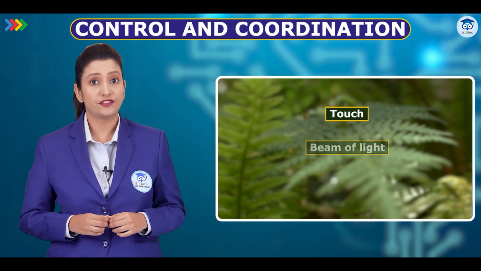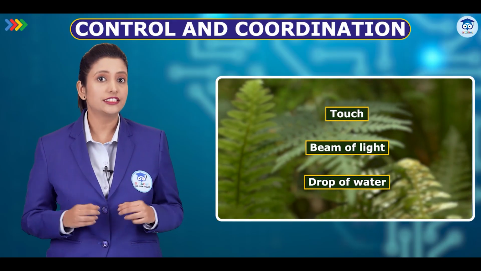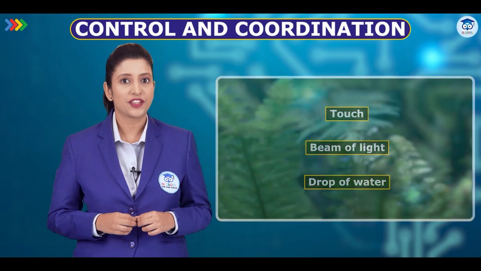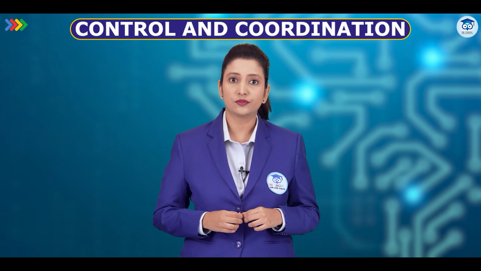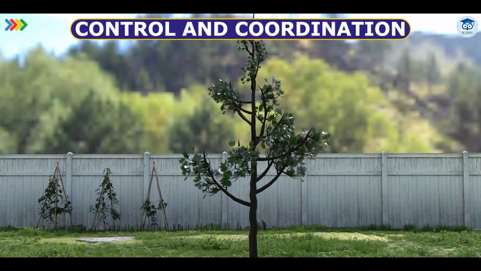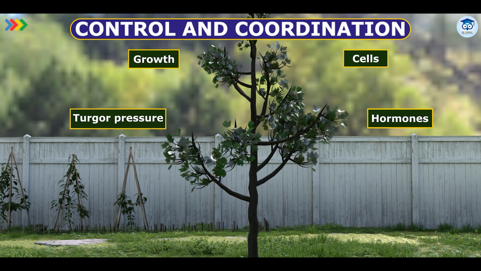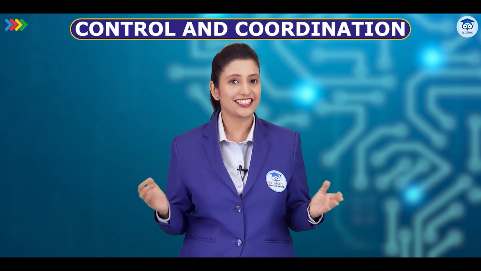Every touch, every beam of light, every drop of water, the plant reads it all and reacts through carefully controlled mechanisms. Even though they don't have brains or nerves, plants have evolved brilliant ways to stay connected with their environment, all thanks to their cells, hormones, and the way they use growth or turgor pressure to move. Let's quickly go over what we have learned with the help of Instalites.